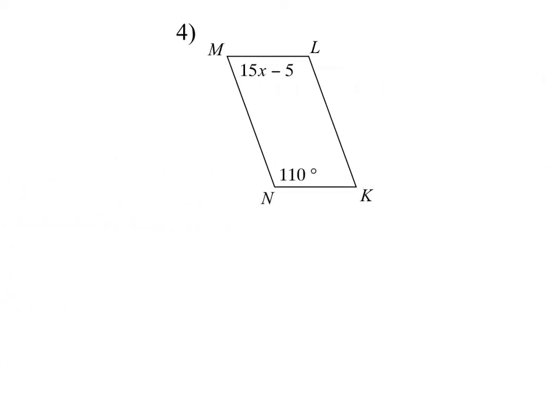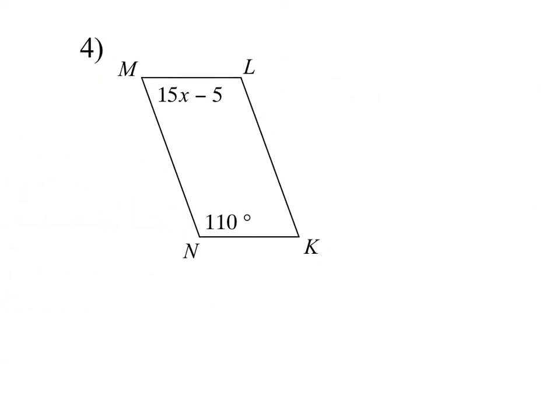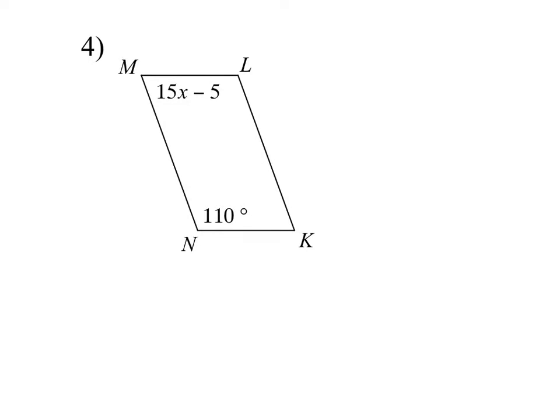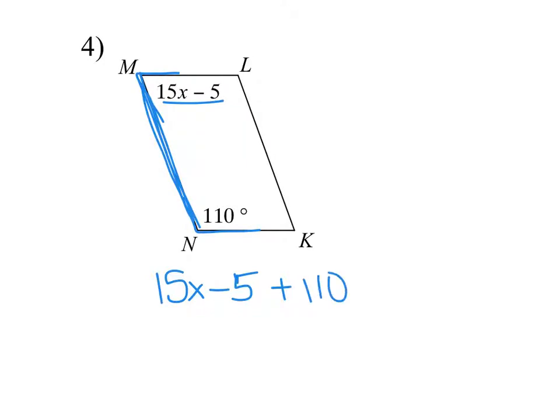Okay, moving on. This is actually m and n. So these two share this side right here. Since they share that side, they're consecutive. So that means I add them. We put 15x minus 5 there, 110 here. Add them together and set them equal to 180.